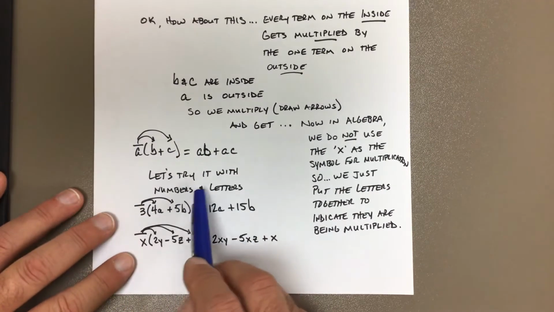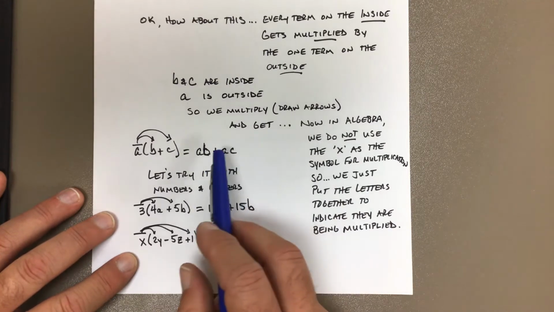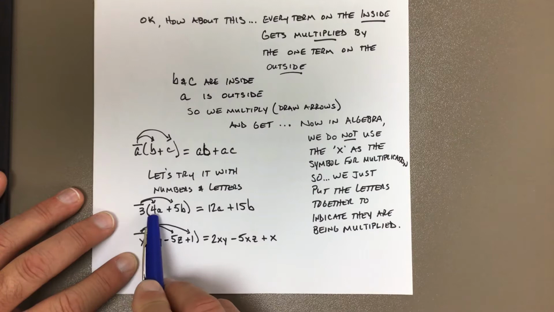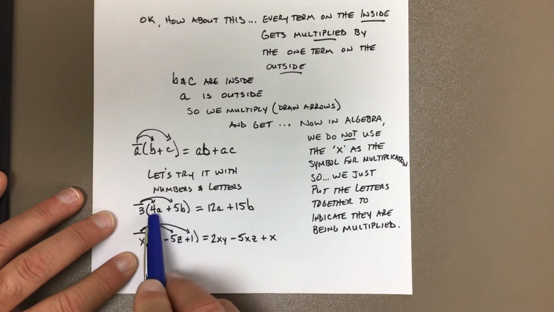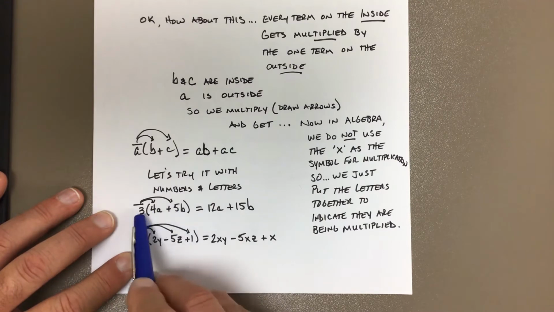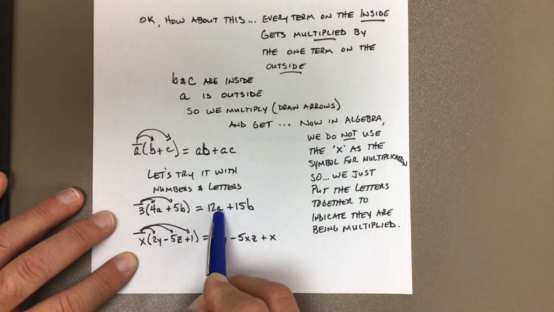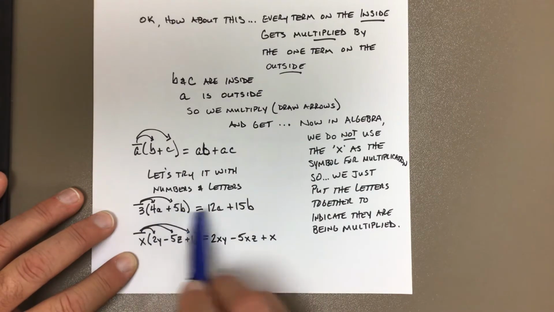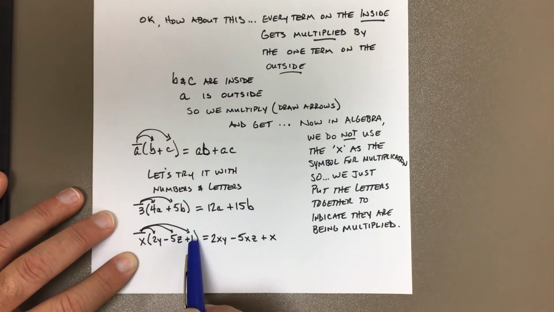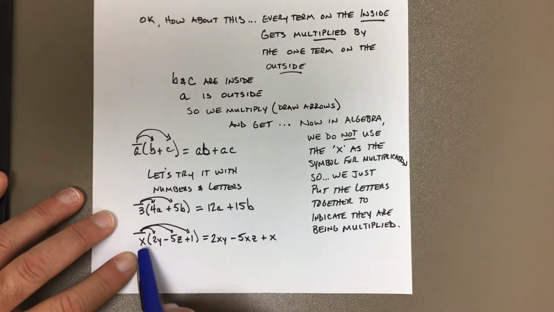If we try it with numbers, then again, we're simply just looking at the numbers. So the 3 times the quantity or the expression 4A plus 5B. Since we don't know what A and B are, we're going to leave them there. So 3 times 4 is the 12A, and then 3 times 5B is 15B, because 3 times 5 is 15. Doesn't matter how many terms are on the inside of the parentheses, they all are going to get multiplied by the one term that's attached to it.